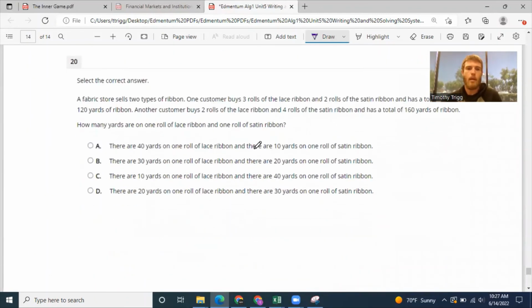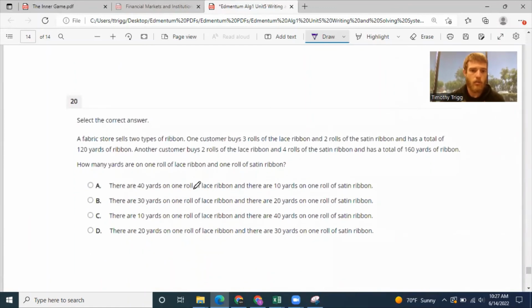Okay. Last one. A fabric store sells 2 types of ribbon. One customer buys 3 rolls of the lace ribbon and 2 rolls of the satin ribbon and has a total of 120 yards of ribbon. So that piece of information is going to be our first equation. The lace ribbon is going to be X, and the satin ribbon will be Y. So this first sentence gives us the equation 3X plus 2Y is 120 yards. See if you can write the second equation based on this second sentence.